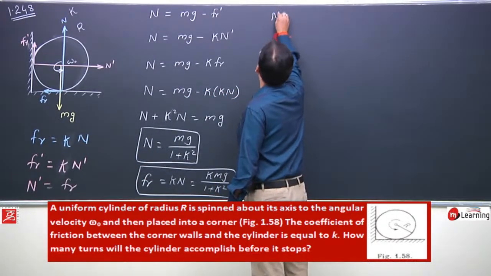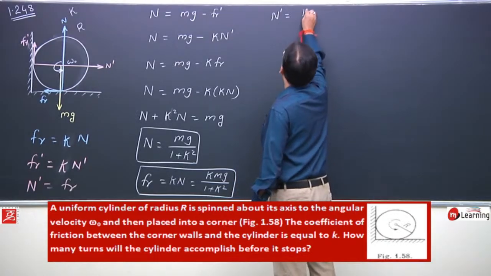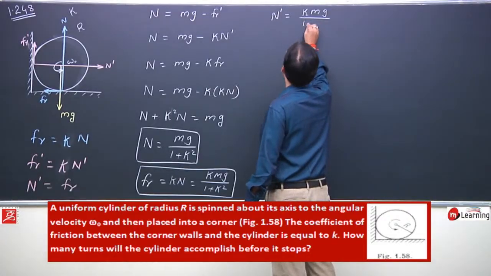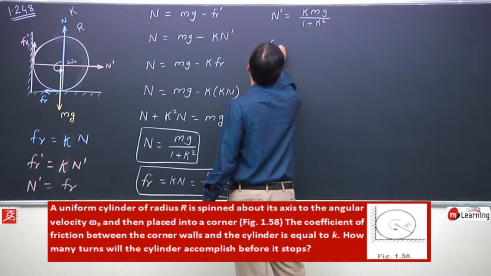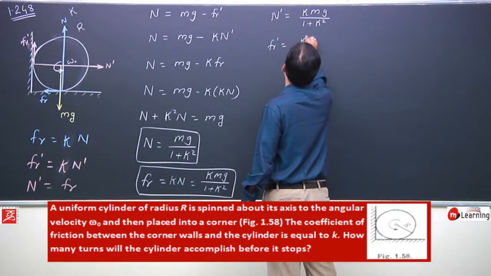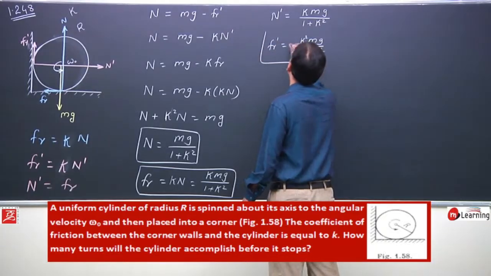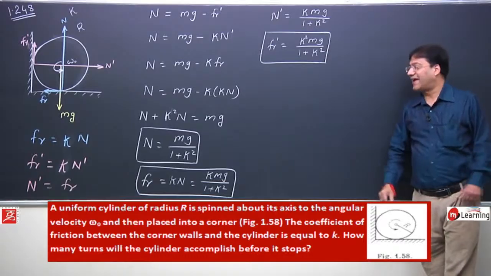This is equal to normal reaction N dash. So I can also write this N dash is equal to k into mg by 1 plus k square, and for Fr dash I can write k into N dash, or k square mg by 1 plus k square. This is Fr dash.